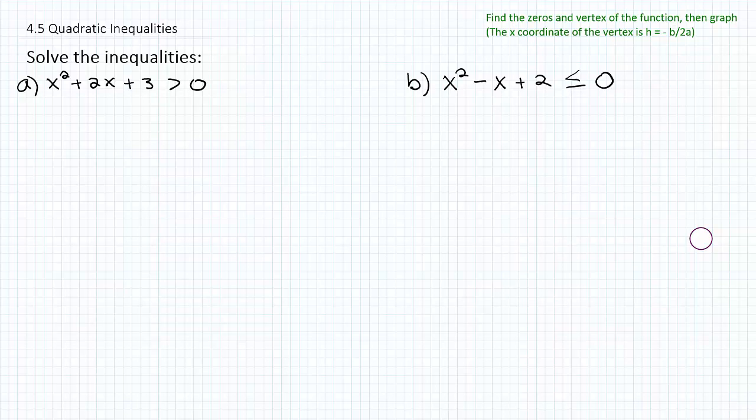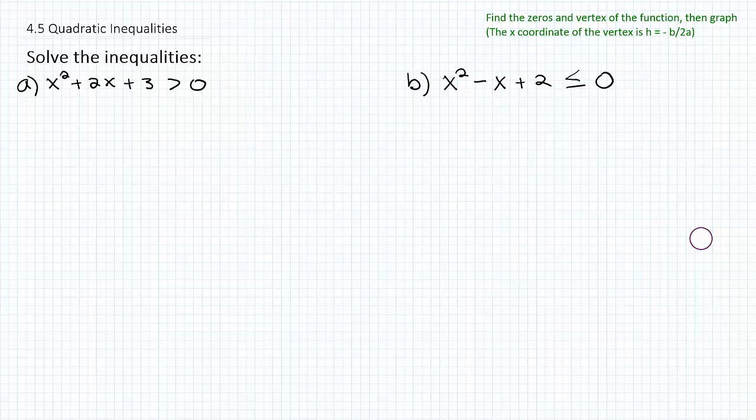Solve the inequalities. All right, so we've been using this idea of basically finding the zeros and the vertex of the function and then graphing the function. So when we worked out the previous problems, a lot of times the quadratics were factorable. In this particular case, though, when you look at example A, it says x squared plus 2x plus 3.